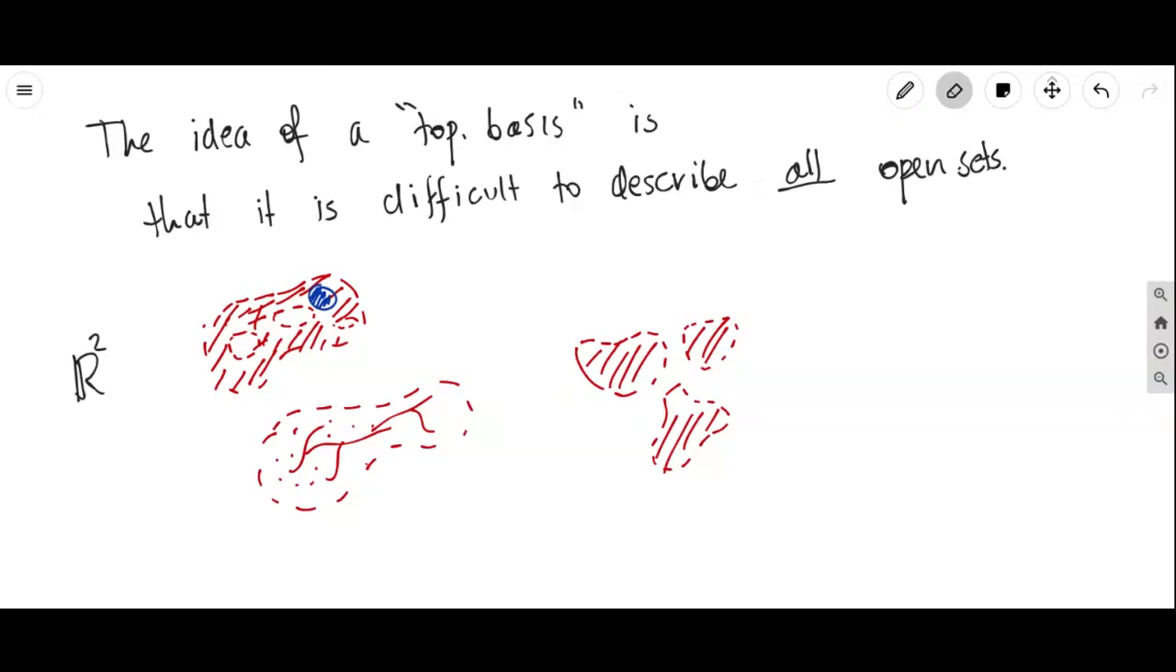So even though all open sets, there's way too many of them, and it's hard to describe all of them, we only focus on the open disks because they're far easier to work with. And that's the idea of a basis, of a topological basis. Instead of talking about every conceivable open set that you can have, that can begin to be very complicated, you instead only describe a smaller collection of open sets which are far easier to visualize and work with. And that's the idea of a topological basis.